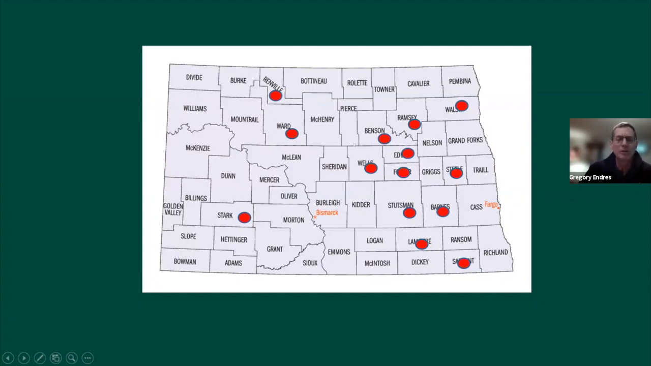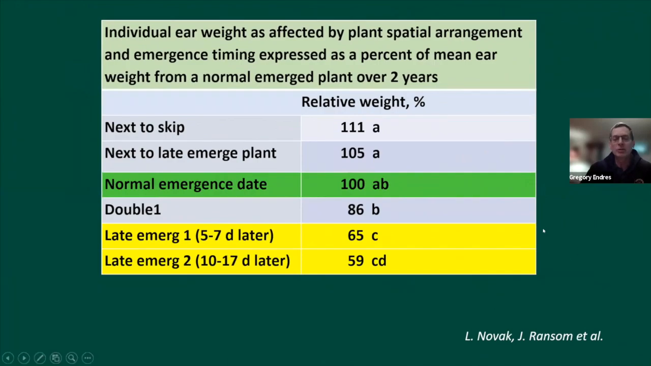Notice the bulk of it was in the east central part of the state, but there was work in the west, even in Stark County, and as far north as Renville County. As you imagine, we generated a lot of data, but this is a fairly concise look at some of the more important data that we did discover.